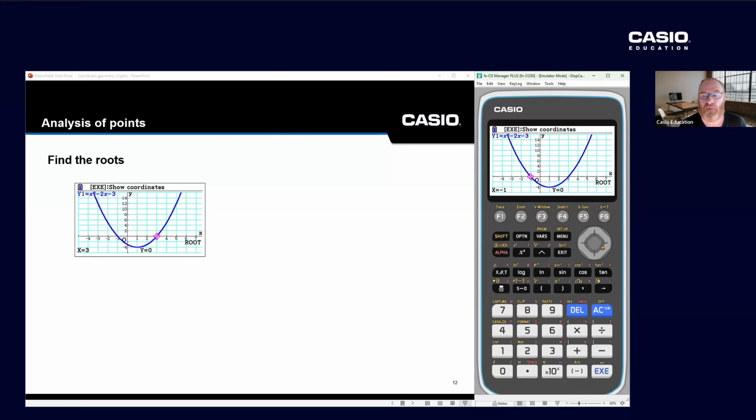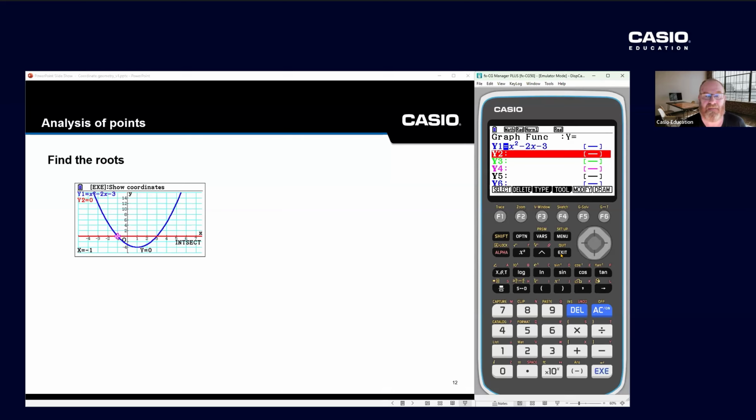And you can also scroll to the right as well to find the second root. So we've got -1 and 3 for our two roots. Okay. You could also make the link between roots and the intersections of your quadratic and the line y equals 0. Quite easy to do.